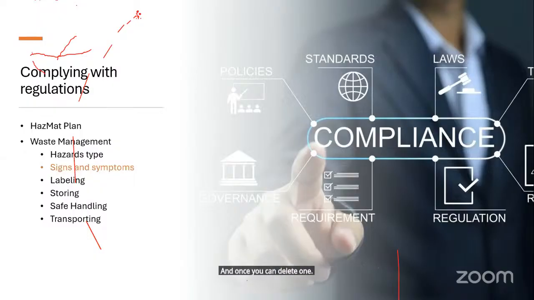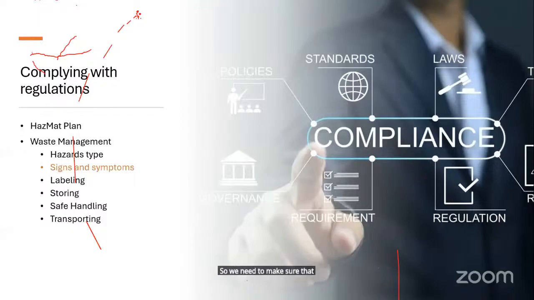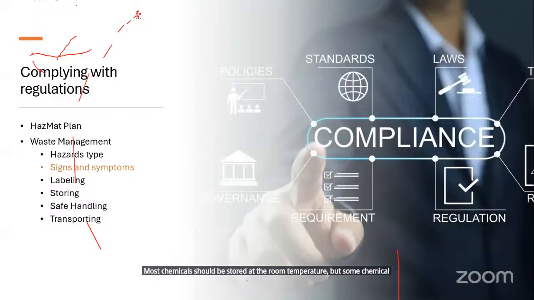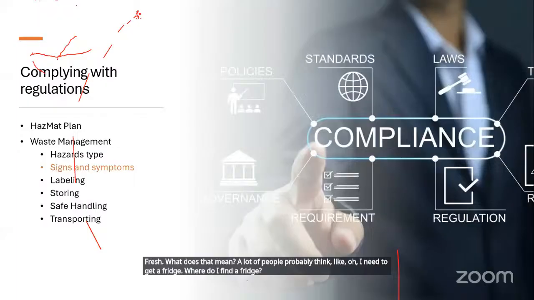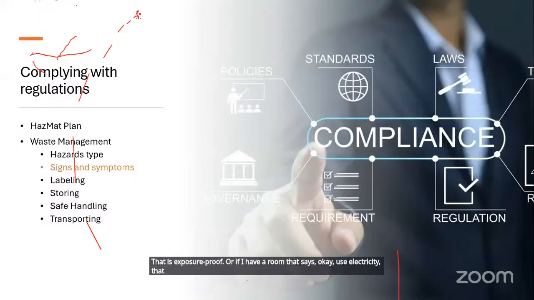It may tell you that you need to store in cold temperature in a fridge. So we need to make sure that it is stored at less than 4 degrees Celsius. Most chemicals should be stored at room temperature, but for some chemicals, it will tell you to store it in an explosion-proof fridge. What does that mean? A lot of people probably think, oh, I need to get a fridge, where do I find a fridge that is explosion-proof? Or if I have a room, okay, use electricity but explosion-proof outlets.